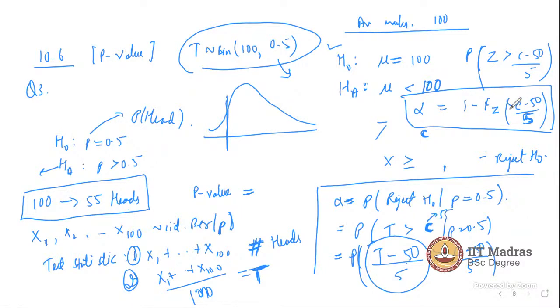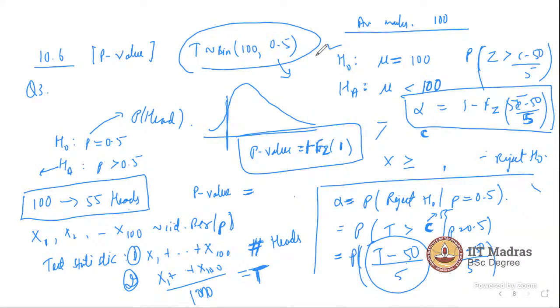So if I do that, I will get 1 minus Φ of 1. This will give you the p-value. To generalize this, we can say replace C with whatever you have observed, the sample mean or whatever.